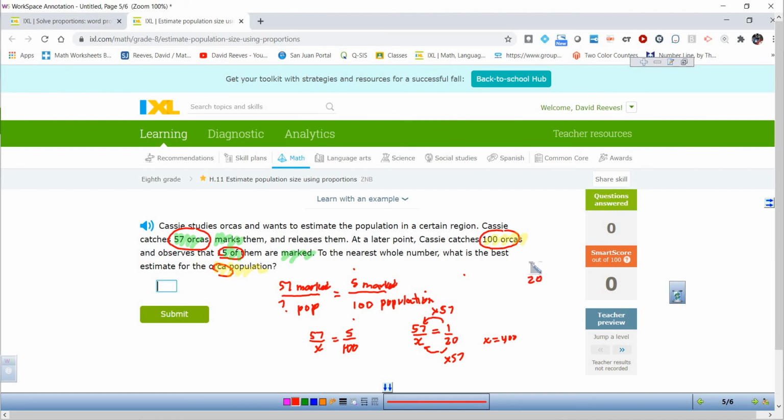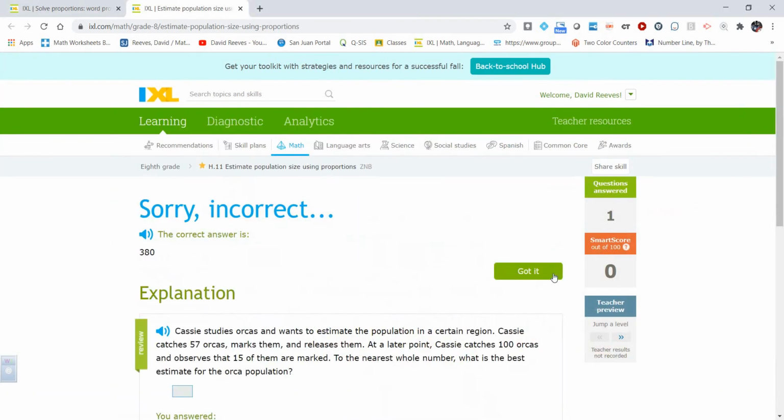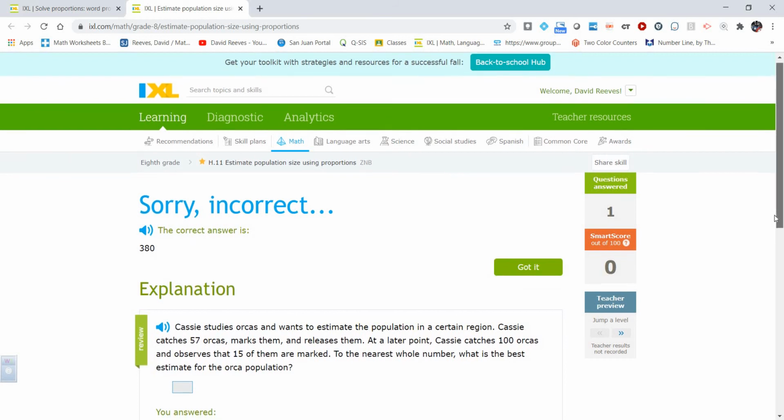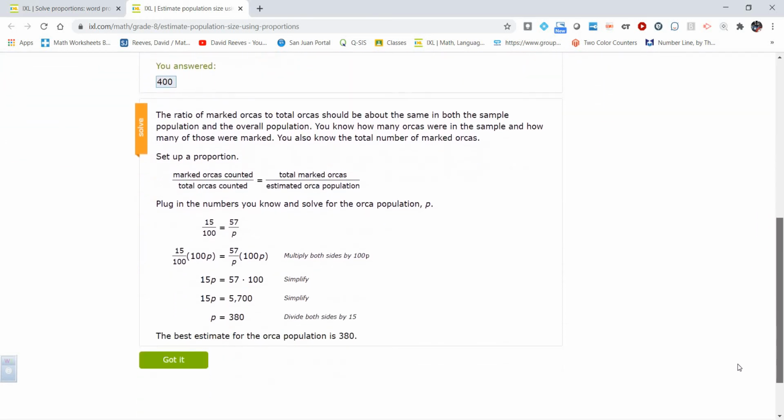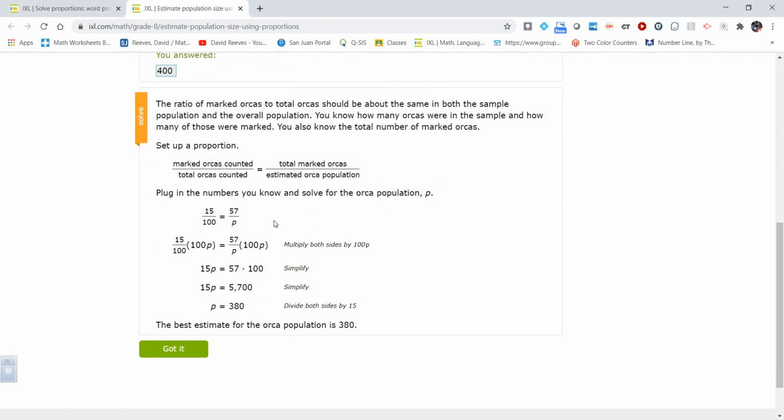Okay, wow, 20 times 57. That's more like it. 2 times 7 is 14. Carry the 1. 2 times 5 is 10. All right, so we've got 5 out of 100, 57 out of 10, 40. Correct answer is 380. Let me take a look and see what I did wrong here.